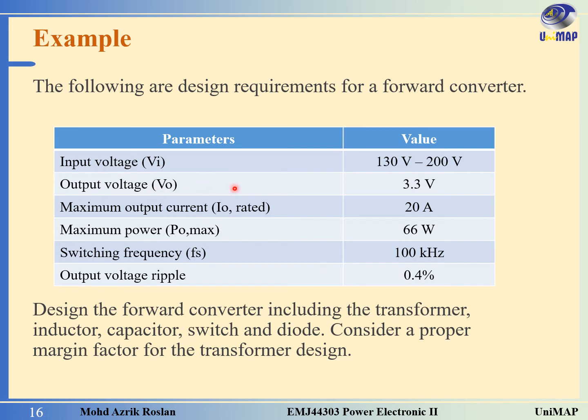Then we have the output voltage equal to 3.3 volt, the maximum output current, which is the rated current, 20 ampere, the maximum power 66 watt, the switching frequency, in this case 100 kilohertz, and the output voltage ripple, which is 0.4%. So we are required to design the forward converter including the transformer, inductor, capacitor, switch and diode. Consider a proper margin factor for the transformer design. This is the requirement for our design.